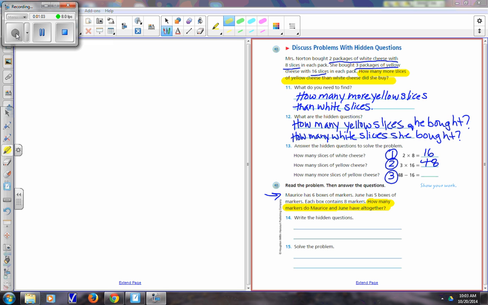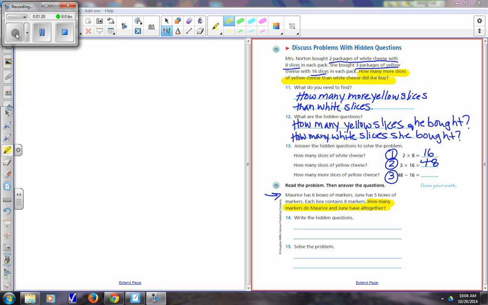So Maurice has 6 boxes of markers. June has 5 boxes of markers. Each box contains 8 markers. Oh, well, if I need to figure out Maurice and June, I have to figure out how many markers total Maurice has and how many markers total June has. But does it ask me that?